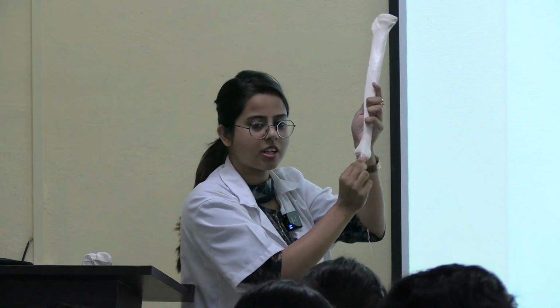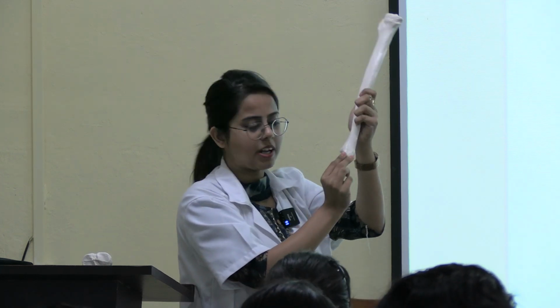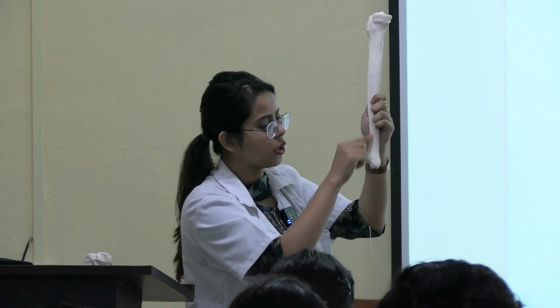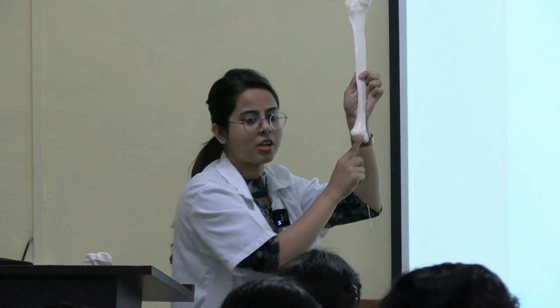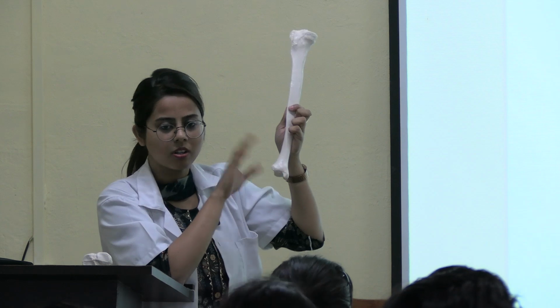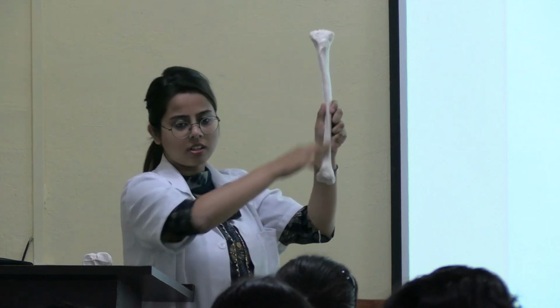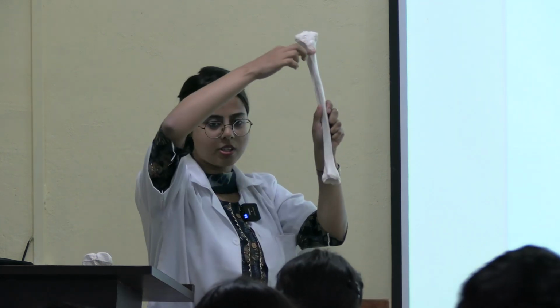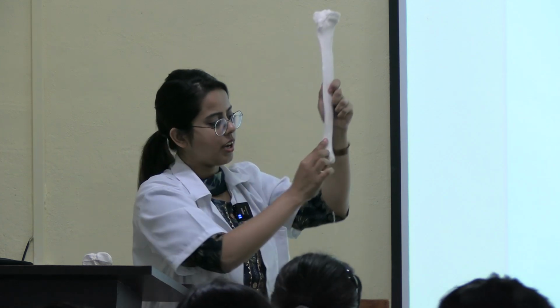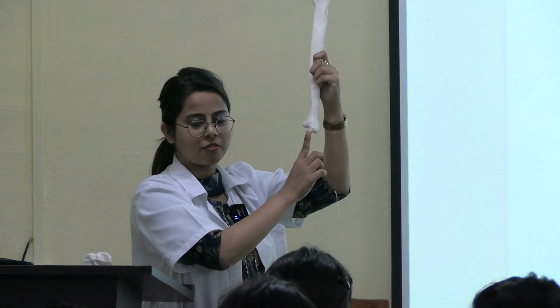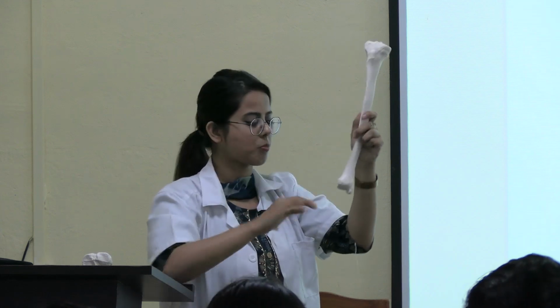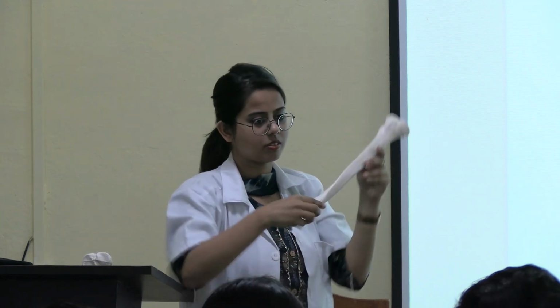So what is this structure? Medial malleolus, and in the lower part it is forming the anterior margin of medial malleolus. Clear? Anterior border starting from tibial tuberosity, going downward and forming the anterior margin of medial malleolus. Clear? Malleolus.